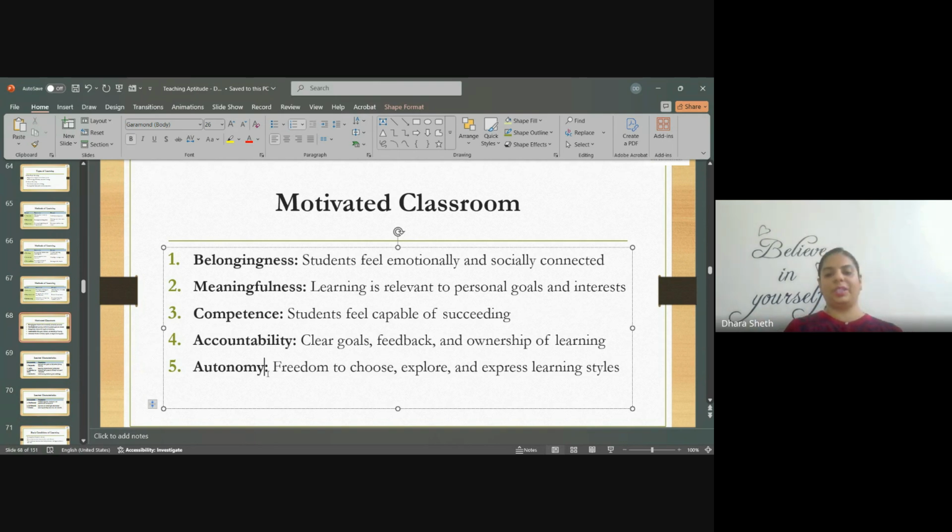And last is autonomy, freedom to choose, explore, and express learning styles. Okay, that is autonomy. The word autonomous itself is mostly related to freedom to do something. So these are the 5 characteristics of a motivated classroom.